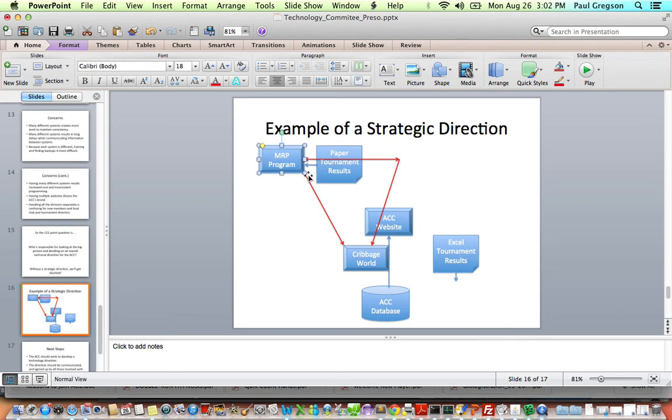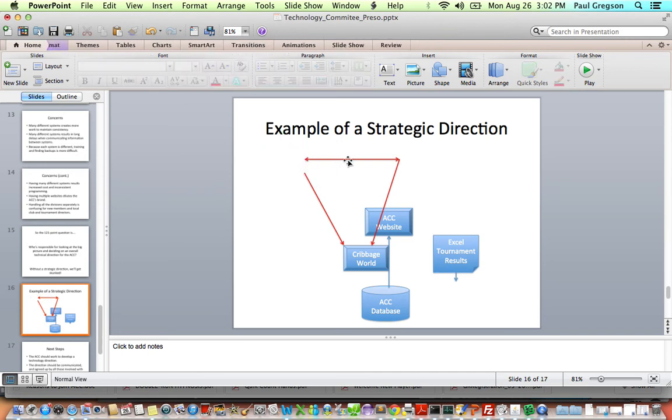And so, what if we developed a common set of tournament results interfaces that could actually be used by all three different divisions? So instead of having paper tournament results and having to fill out paper tournaments, the directors of local tournaments could just go directly to the ACC website and enter results of the tournaments they run on the weekend directly on the site, which would get rid of the master point program.